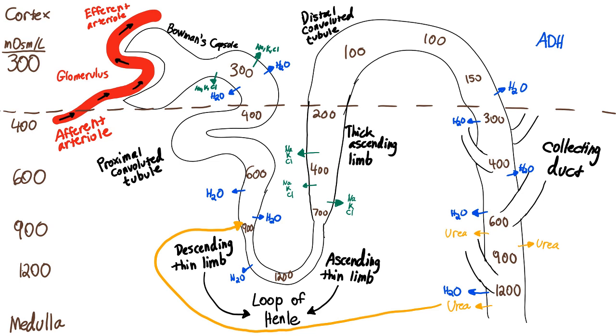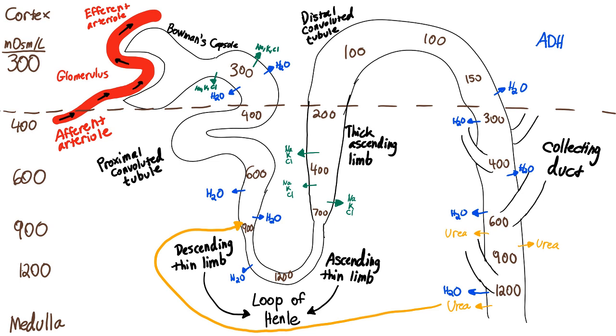Here is a crude drawing of the nephron, which is composed of the afferent and efferent arterioles, the glomerulus in red, the proximal convoluted tubule, which is where most of the reabsorption occurs for water and solutes, including sodium, potassium, and chloride, in green. The descending thin limb of the loop of Henle, which is highly permeable to water, is in blue, and impermeable to sodium chloride and urea.